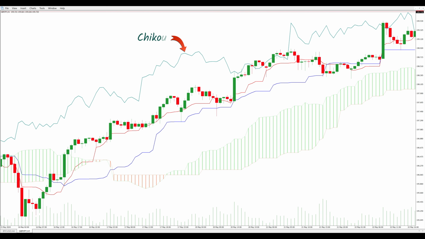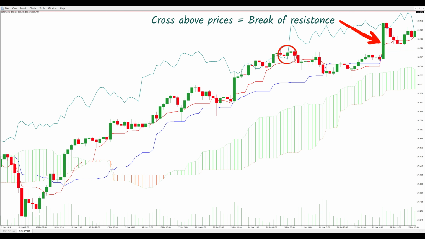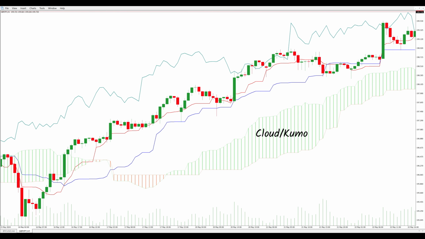Next, you have the Chiku, also called the lagging span. It is the current close plotted 26 periods back. If the Chiku crosses above prices, it implies a break of resistance, and if it crosses below prices, it implies a break of support. Now let's talk about the cloud, or Kumo.